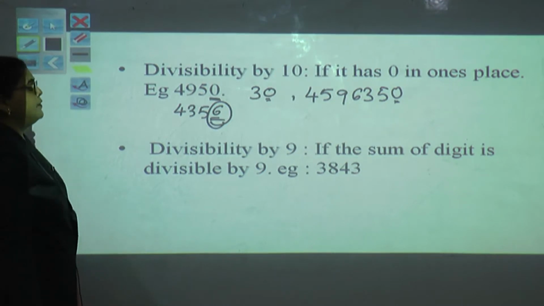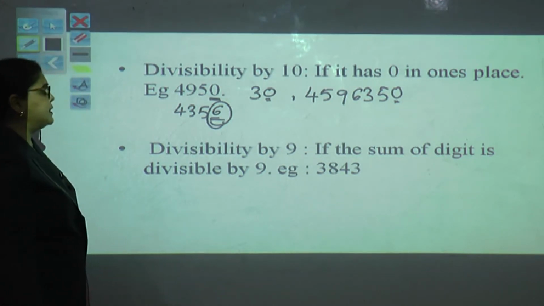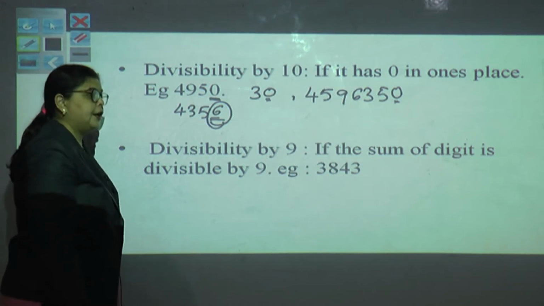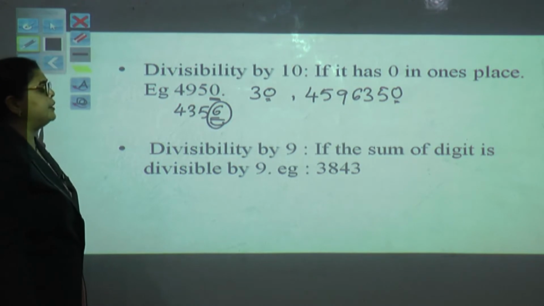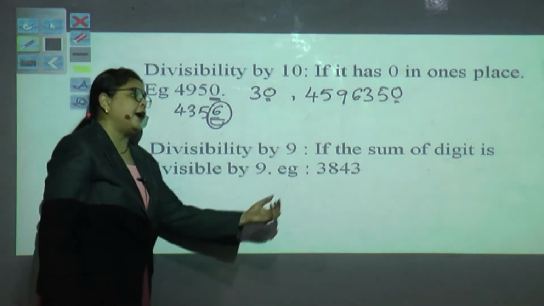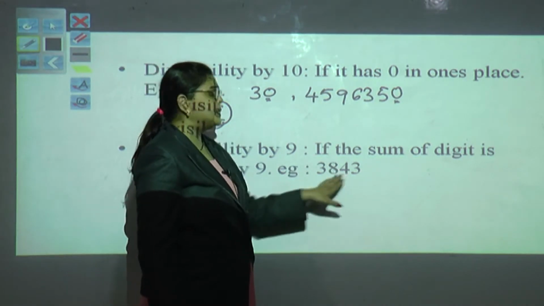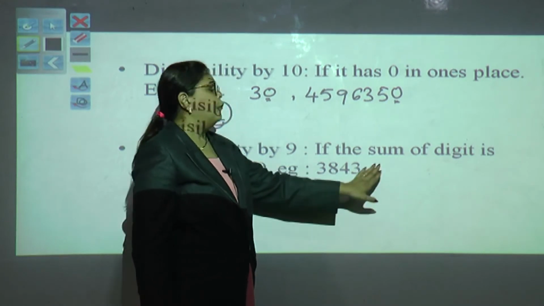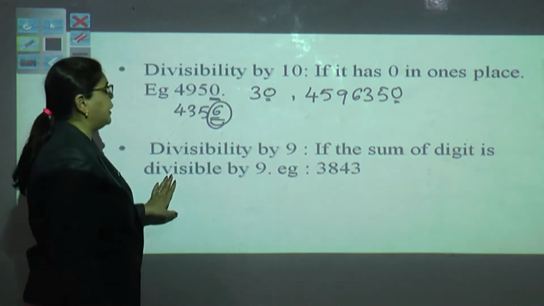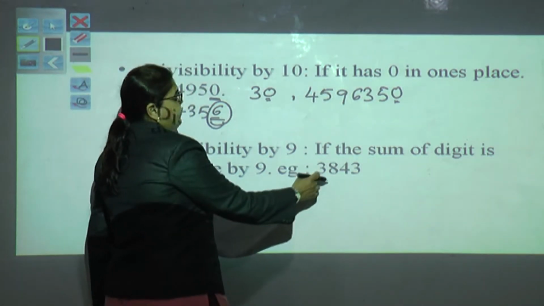Now we will see the divisibility by 9. If the sum of the digits is divisible by 9, what does that mean? Again, what we learned, the divisibility rule of 3 is very similar to that of divisibility by 9. The key word is again the sum, meaning you have to do the total of the digits of the given number, find the sum, and check whether that number is divisible by 9 or not.